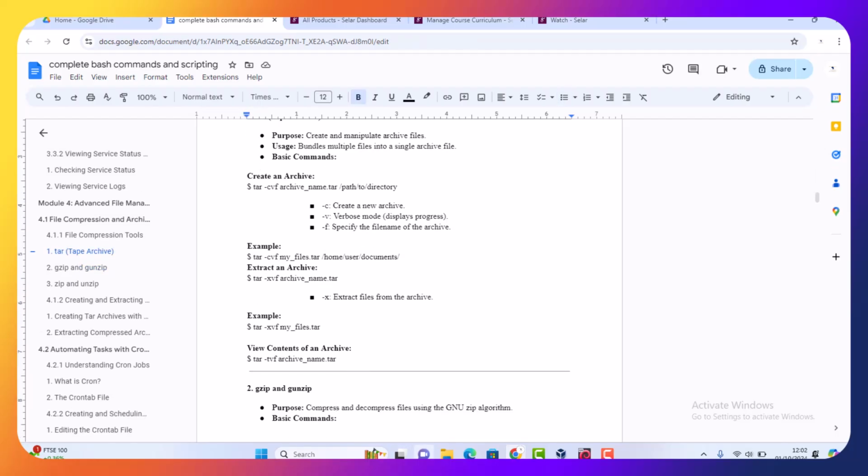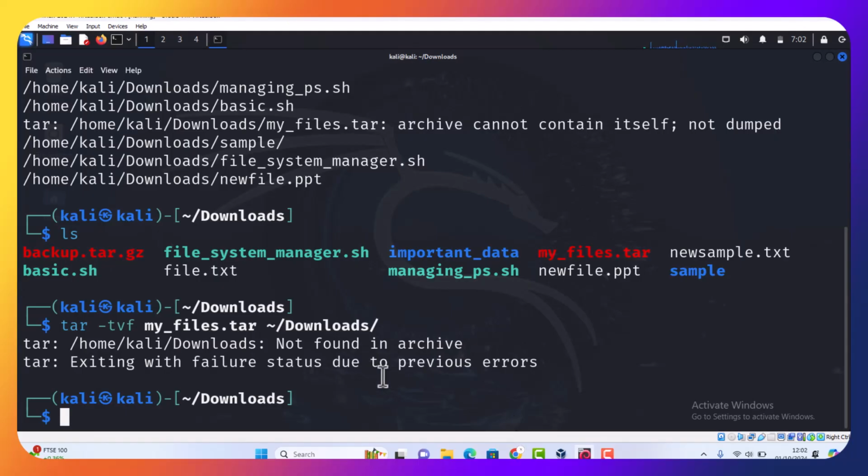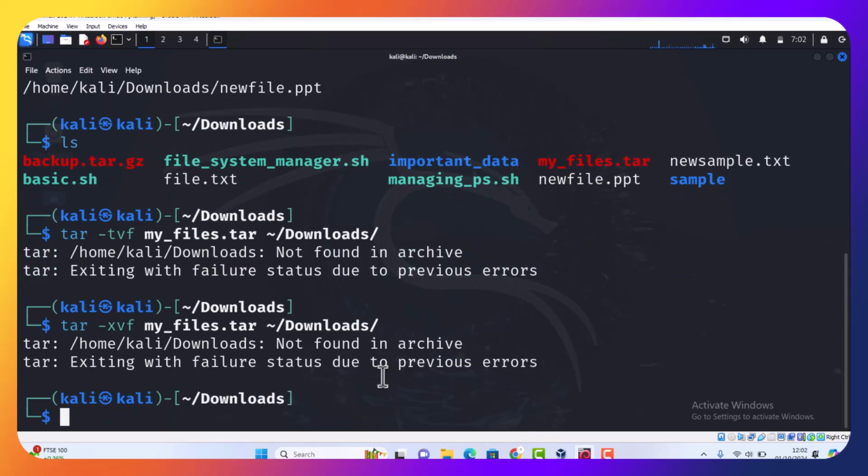So we cannot view the content of the file when we have not extracted. So instead of t here, we'll put what? x, which means to extract. Why is it telling us failure? Let's do ls and see.